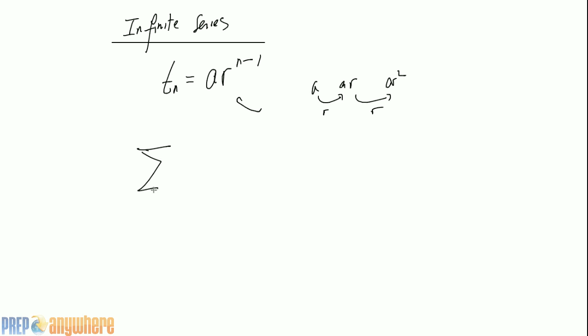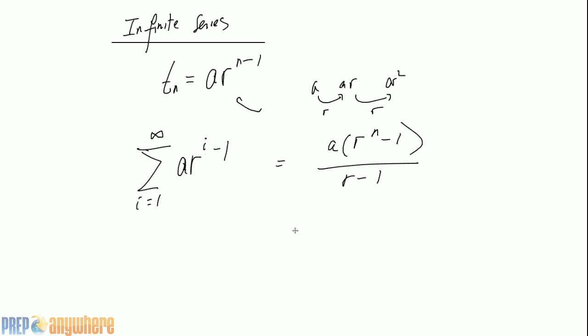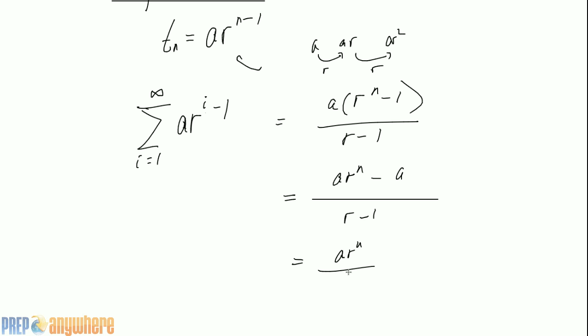So in sigma notation, it's typically written as the sum from i equals 1 to infinity of a r to the power of n minus 1. Okay, so we already know that if this was going up to n, sorry, this should be i, the formula is a times r to the power of n minus 1 over r minus 1. Now let me do distribution. So you get a r to the power of n minus a. Okay, split the fraction: a r to the power of n over r minus 1.